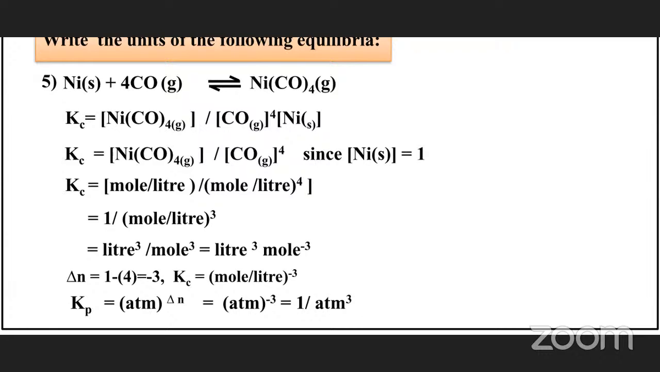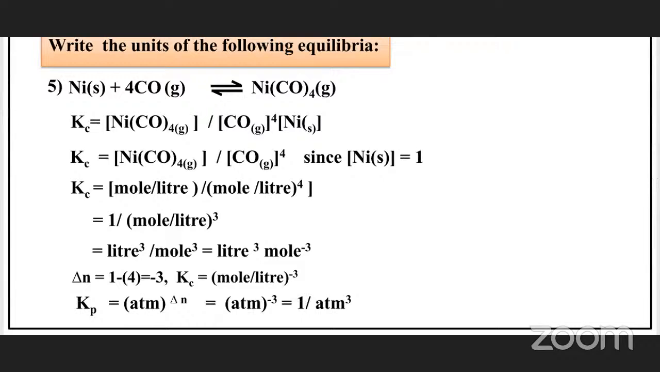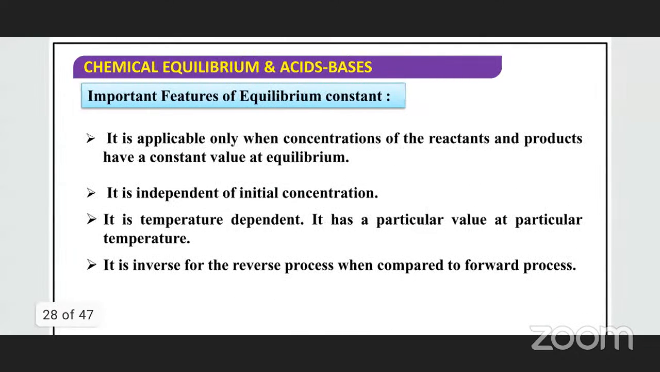The units are also mole per liter to the power minus 3. Kp is equal to atmosphere whole power delta N. So that is equal to atmosphere to the power minus 3. Atmosphere to the power minus 3 units.